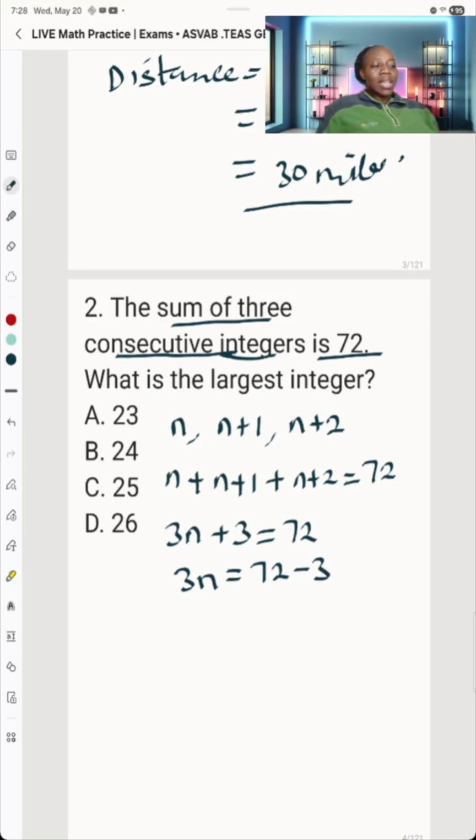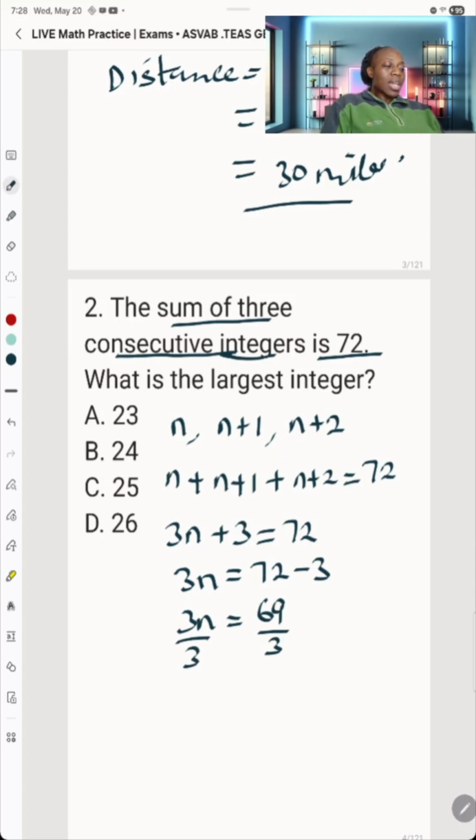The moment 3 leaves this first part to go to the other side, it is crossing what? To cross to the other side, it has crossed the equal sign. That will make it change to negative instead of positive. It will change to negative, and that will be what? 3n equal to 69. Then we can divide both sides by 3.